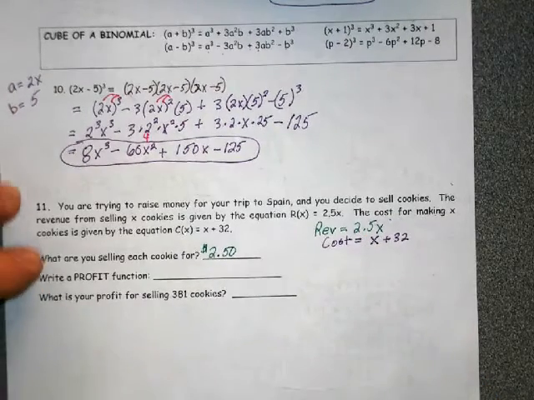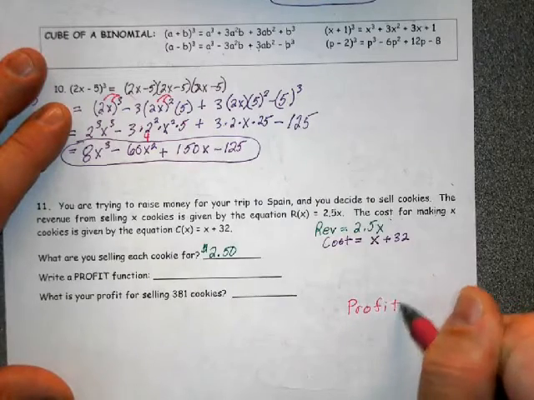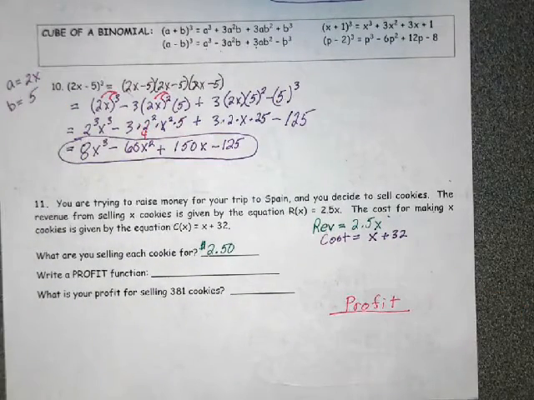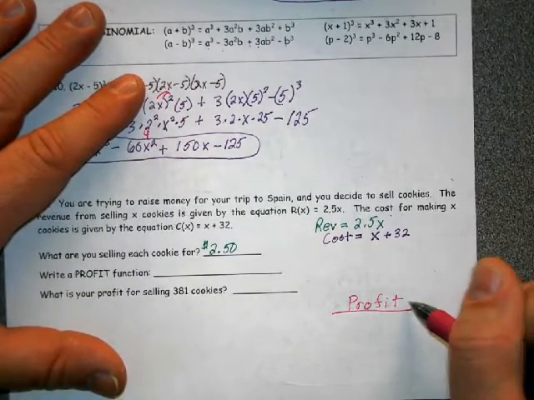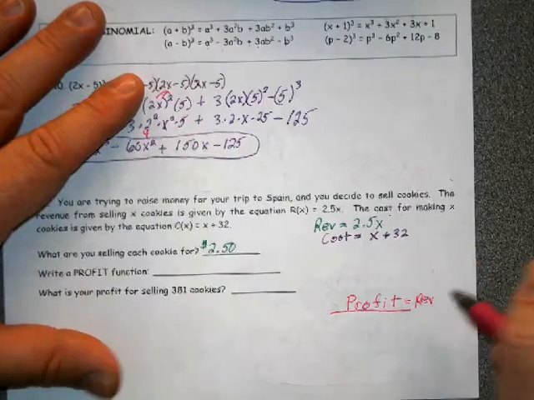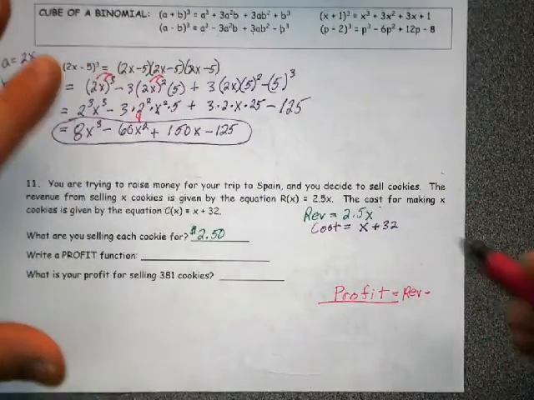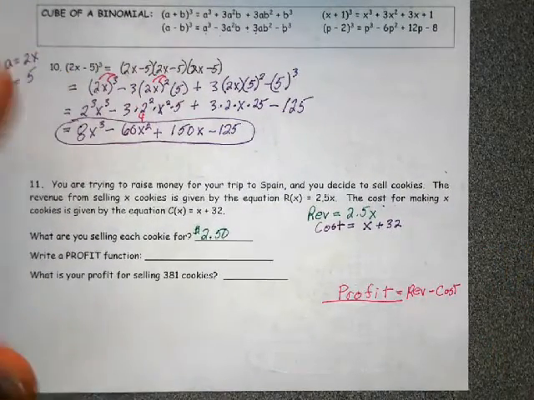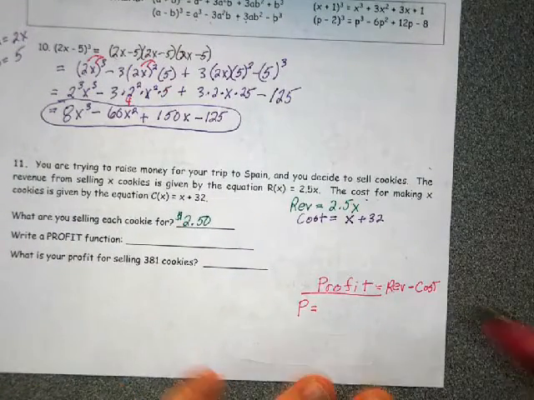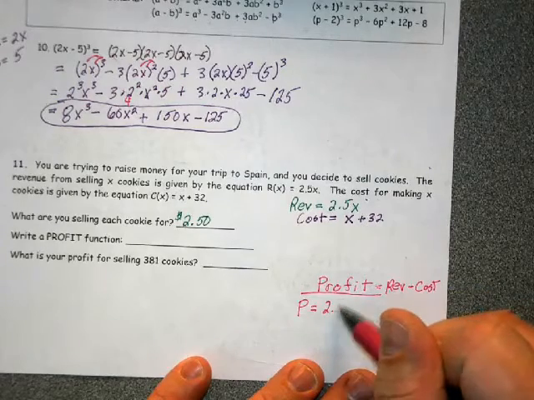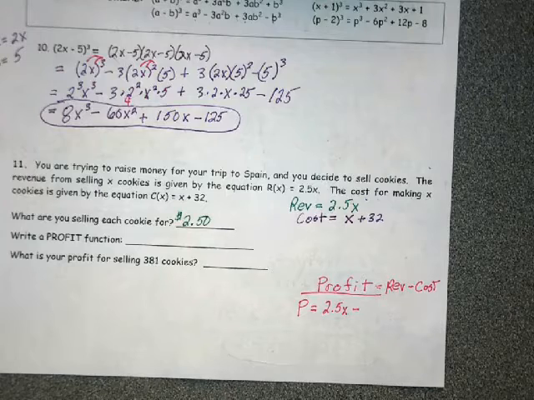Now, the profit. Let's think about this profit for a sec. How do we make our profit here? We're selling the cookies, right? So we get this revenue. So that's going to equal our revenue. But we have to subtract what? The cost. All right, so let's do that. The profit is going to equal our revenue, which is 2.5x, right? Minus, now what's our cost? X plus 32.